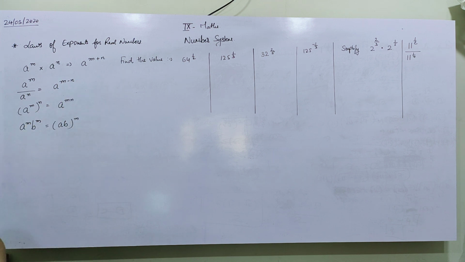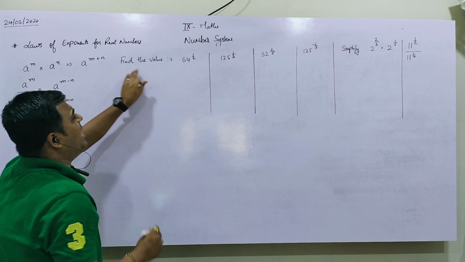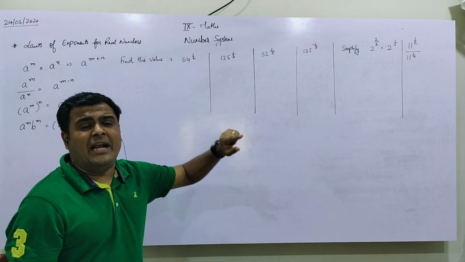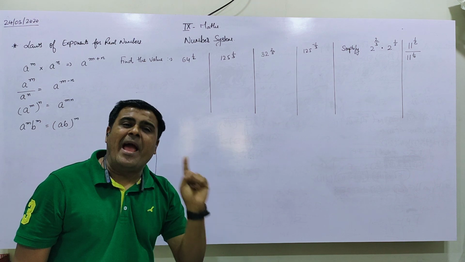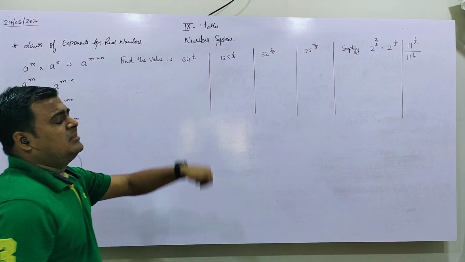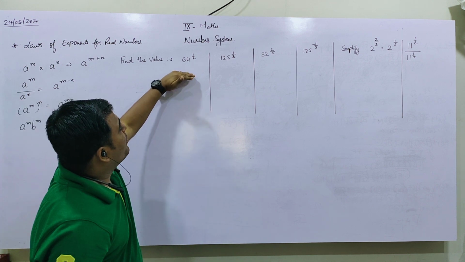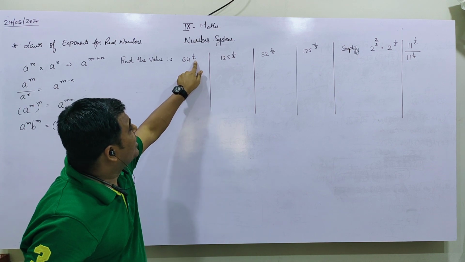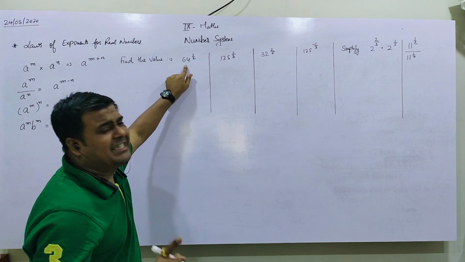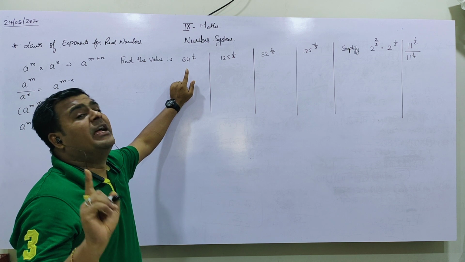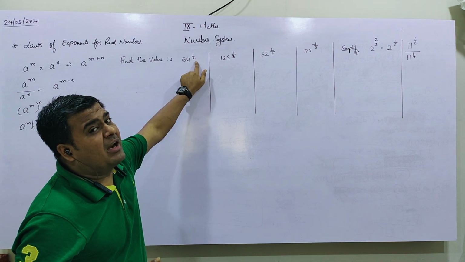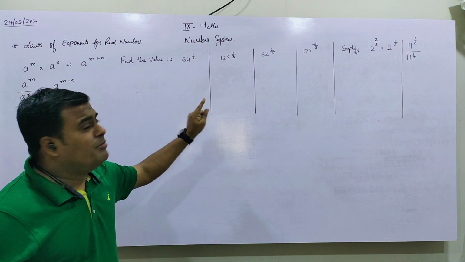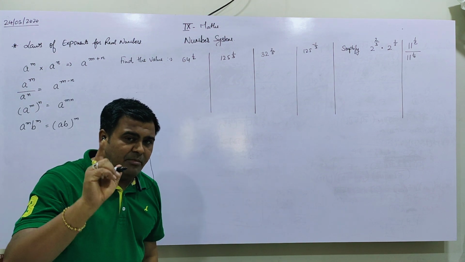Okay, now let us take a few examples. Find the value of 64 to the power 1 by 2. Remember, if the power is 1 by 2, then it is a square root. But don't just find the square root, do the proper method. If the denominator of the power is 2, it means 64 is the square of some number.